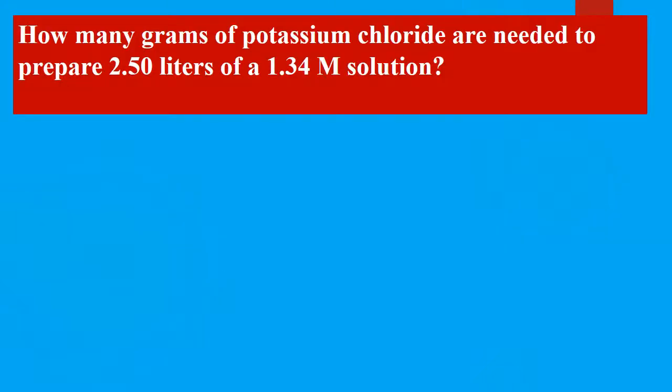Now, how many grams of potassium chloride are needed to prepare 2.50 liters of a 1.34 molar solution? So now we're given liters and molarity. If you want to think about it, what are you given? What do you want to find? You're given liters and molarity, and you want to find grams. So you're going to start with your liters of solution, convert your liters to find how many moles of the substance you have in that given volume, and then convert your moles to grams.